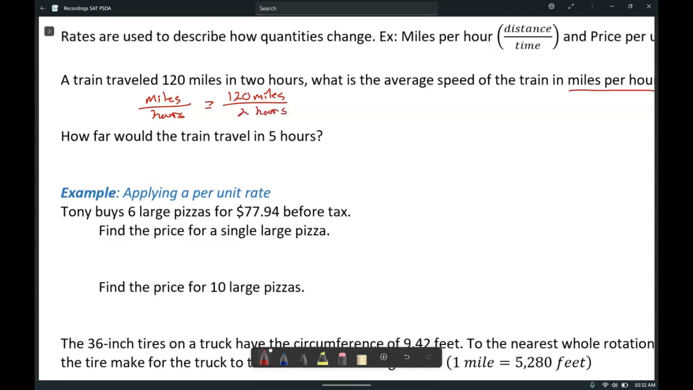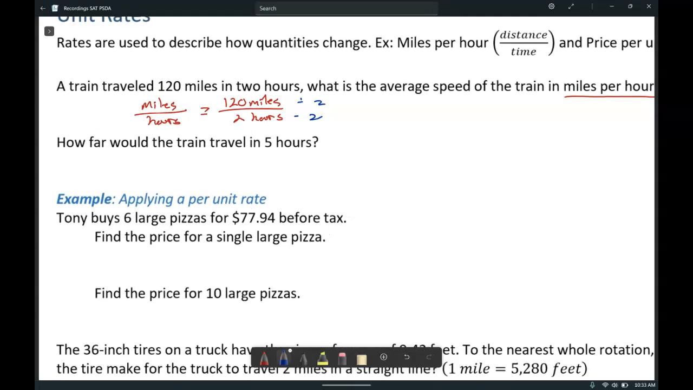So to get a unit rate, we just need to simplify completely so that the denominator is just a 1. Whether or not it divides evenly, we need to make sure the denominator is 1. So we always just divide the numerator by the denominator. We can do 120 divided by 2, and we get 60 miles per 1 hour. 60 miles per hour.